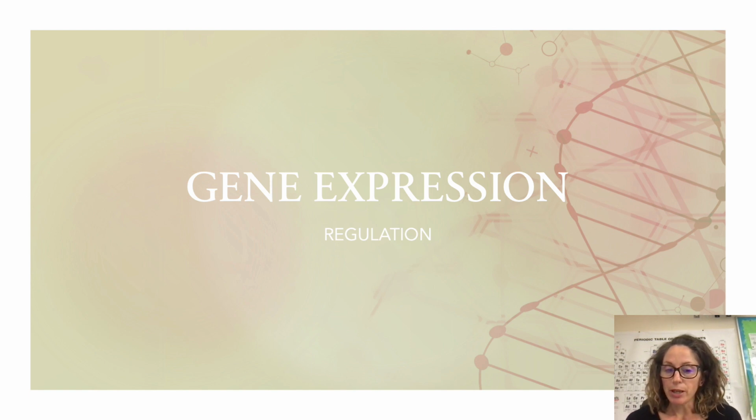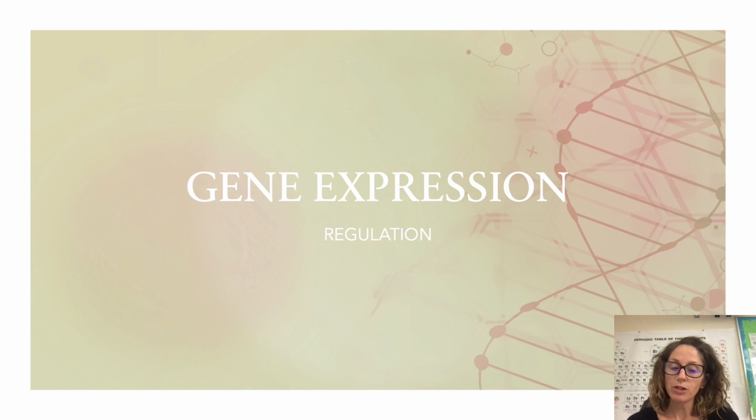toxins from your body. But you have the same DNA in all of your cells except your gametes. So you have the same DNA in your heart cells as you have in your liver cells, as you have in your skin cells. But they have different functions. So a lot of genes that are turned on in one cell are actually turned off in other cells.